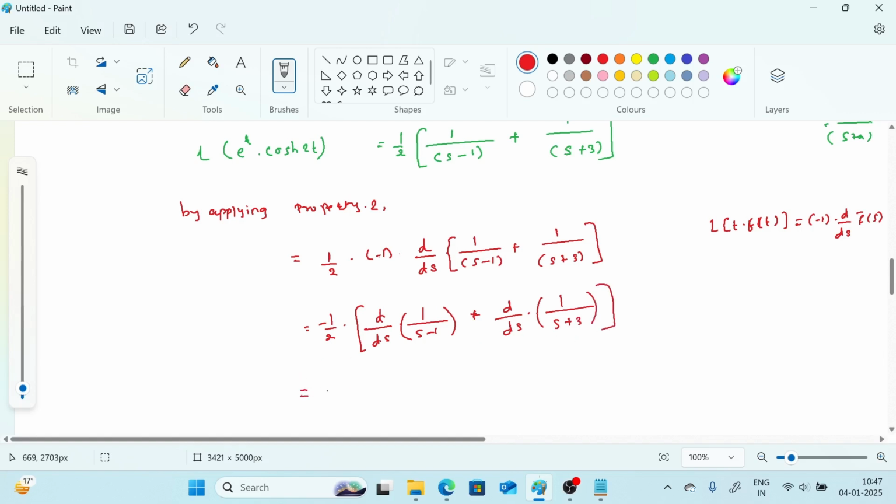So what I will get, minus 1 by 2. We have to apply the same logic here which we discussed in last. Derivative d by dx of 1 upon x will be minus 1 upon x square. We are going to apply the same logic. What I will get, minus 1 upon s minus 1 bracket square, and derivative of s will be 1, right? Plus same logic, minus 1 upon s plus 3 bracket square, and derivative of s plus 3 will be 1 plus 3 derivative will be 0, so 1.